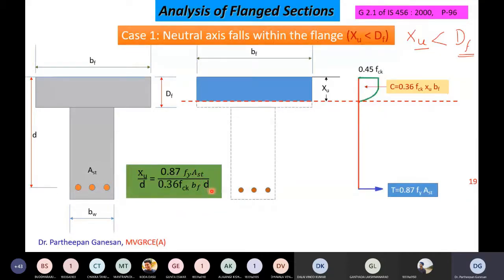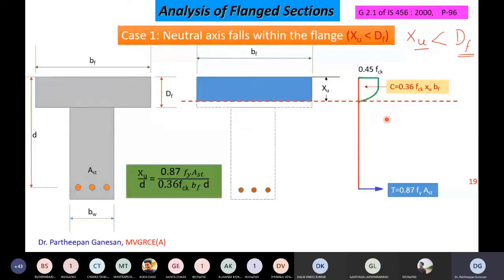It is the same as what you have here, except that instead of B you have BF. Is that understood, everyone? Anyone having any doubt? So if you want to find the neutral axis depth for this T-beam, you will use this equation only: 0.87 Fy AST divided by 0.36 FCK BF. In this, the D and this D you can cancel, but it is represented like this always for the sake of ease. Now, how will you find the moment of resistance?